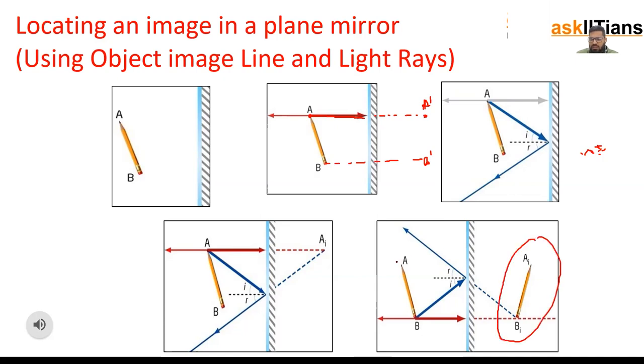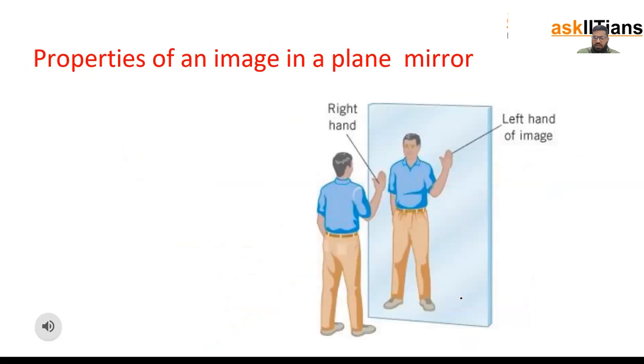If you can see, this A dash is in a straight line with A, and this B dash is in a straight line with B. So this is another method of forming the image through a plane mirror. Now we are much more concerned about the image formation by plane mirror, or the properties of image formation by plane mirror. So what are the basic properties that we see in a plane mirror?